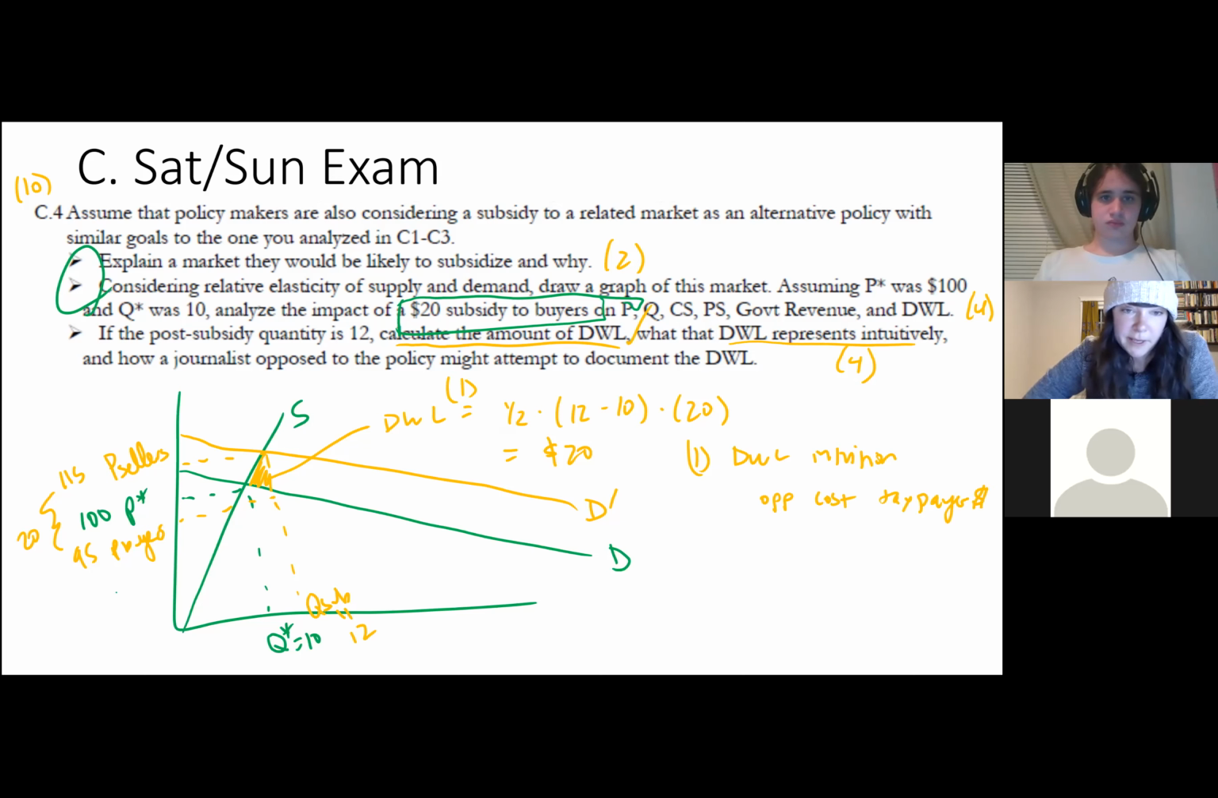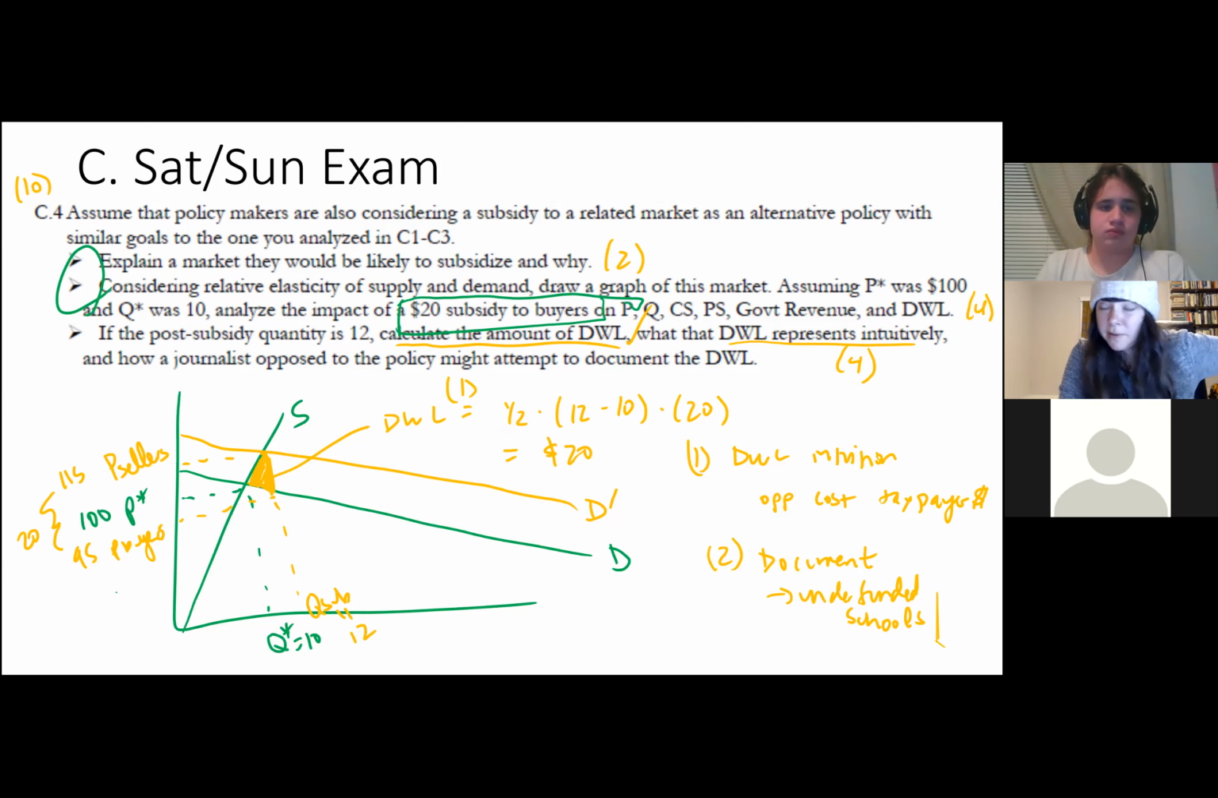The fact that those solar panels cost more to produce than people value, and you have to spend good money to get them to us. How a journalist opposed to the policy might attempt to document the deadweight loss was 2 points. So talking about how you document it. I think I would go out and take a picture of underfunded schools, or people that are doing wind farms but not equipped for solar and aren't getting the same subsidies. Anything that captures the opportunity cost, what could have been done with those taxpayer dollars, would be a good explanation of what the subsidy is costing society.